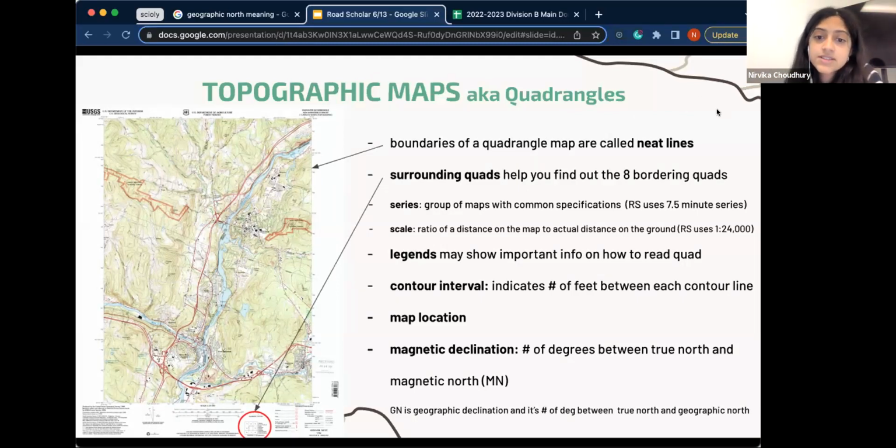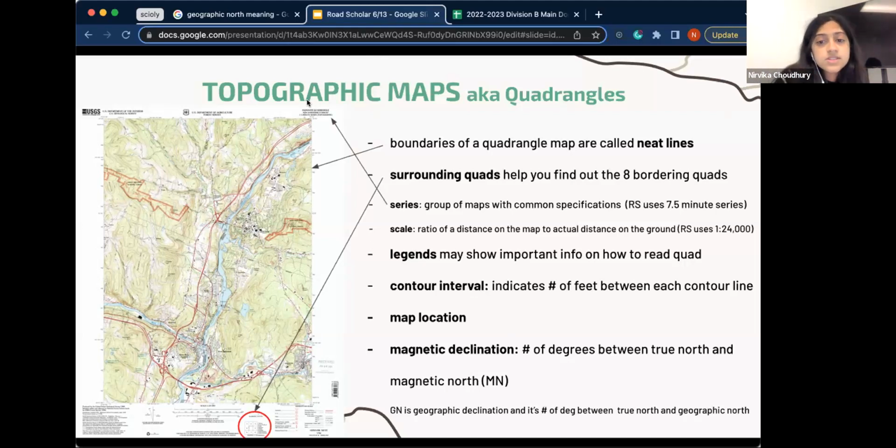A series is the group of maps with common specifications. Rhodes Scholar uses the 7.5-minute series. You'll see a lot of questions on what minute series groups of maps use, and the answer will always be 7.5-minute series. Oh wait, series is located right on the top. It will say 7.5-minute series, with topographic in parentheses.